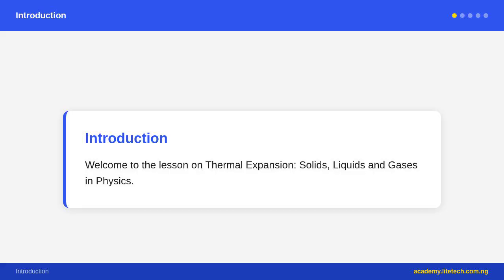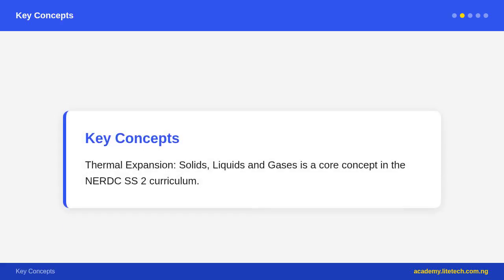Linear expansion refers to the change in length of a solid. The formula is delta L equals L naught times alpha times delta T. Here delta L is the change in length, L naught is the original length, alpha is the coefficient of linear expansion, measured in per Kelvin or per degree Celsius, and delta T is the temperature change.